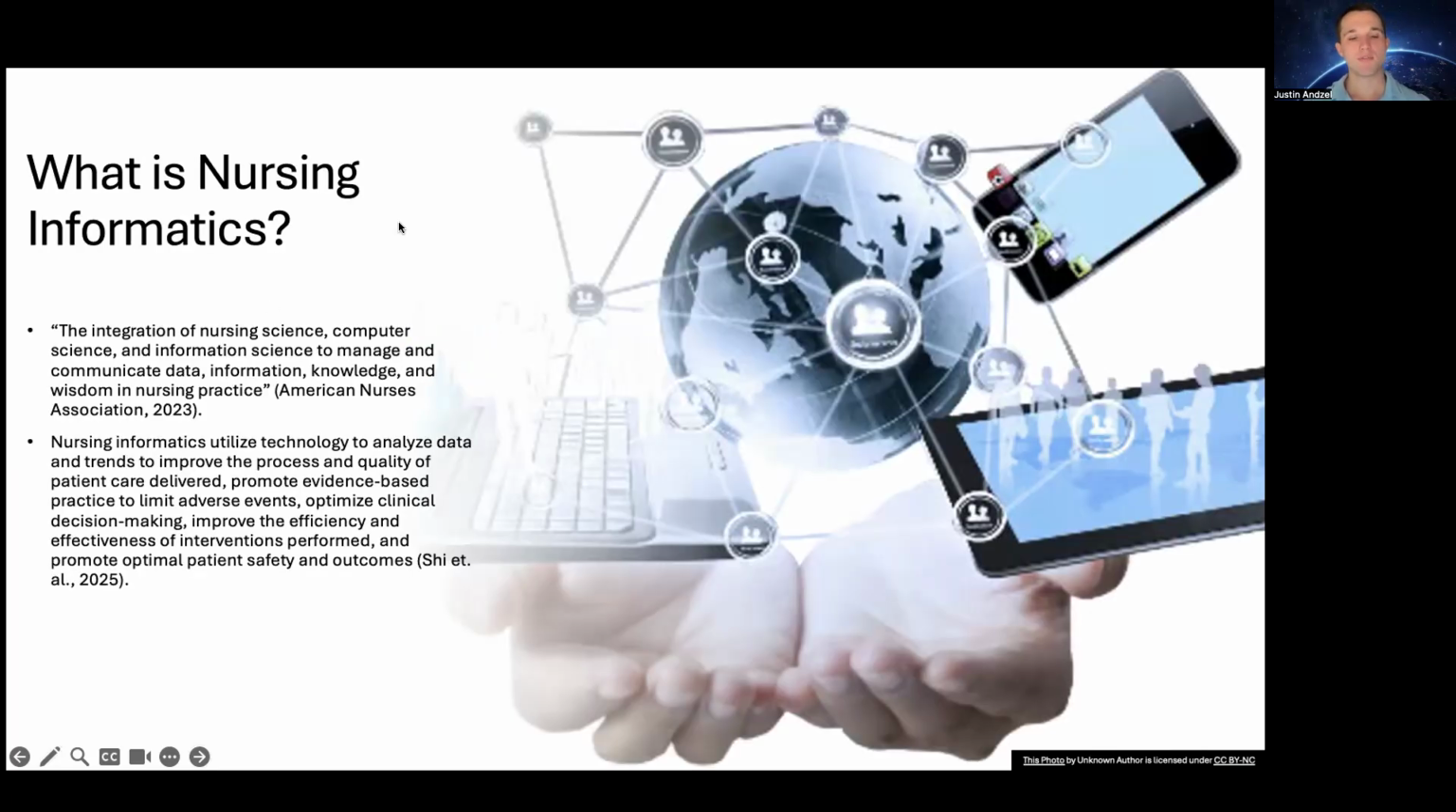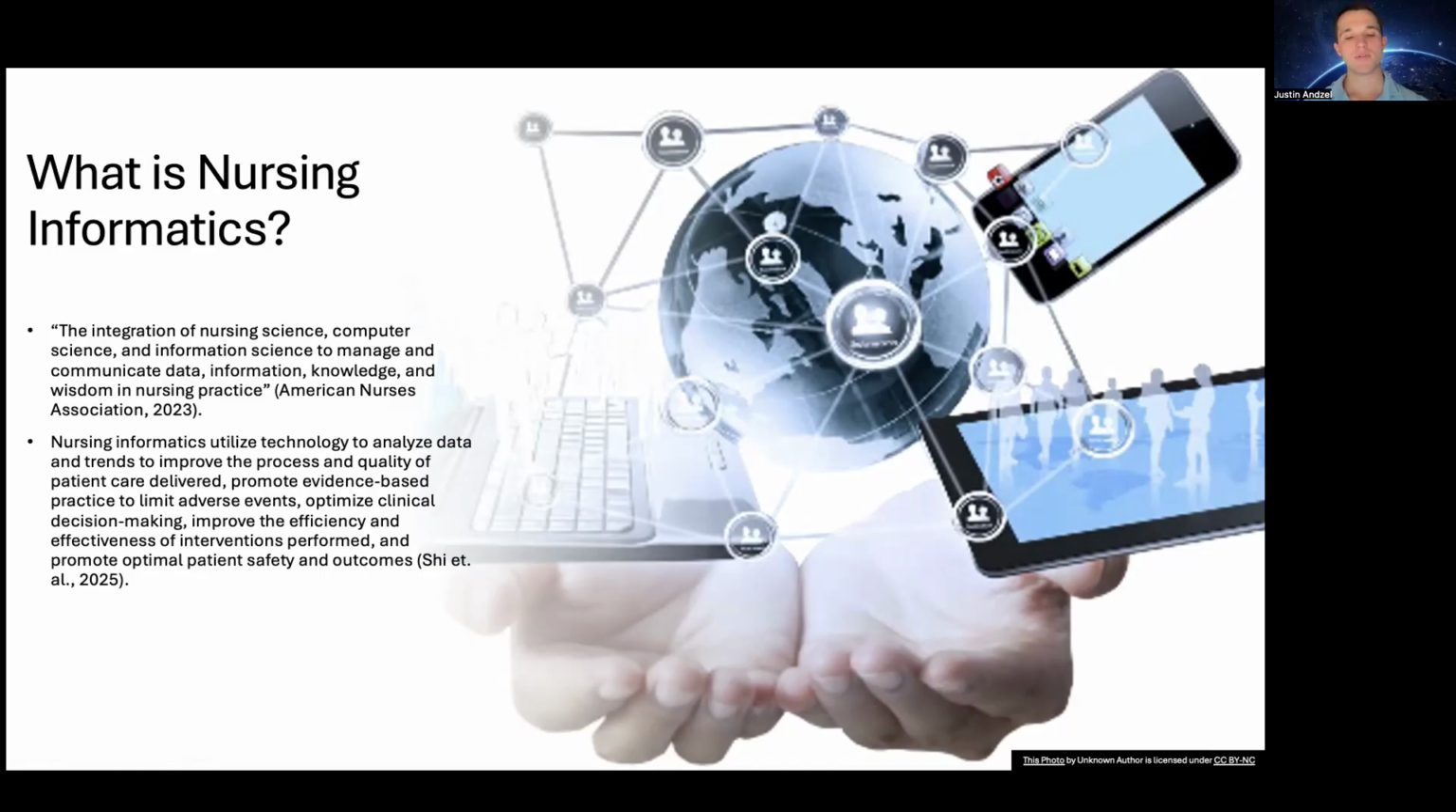So, what is nursing informatics? The American Nurses Association defines nursing informatics in the following manner: the integration of nursing science, computer science, and information science to manage and communicate data, information, knowledge, and wisdom in nursing practice.